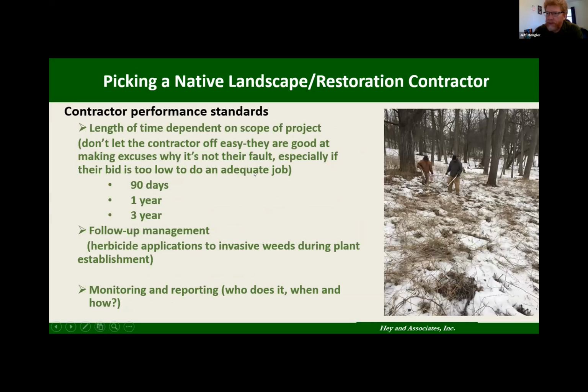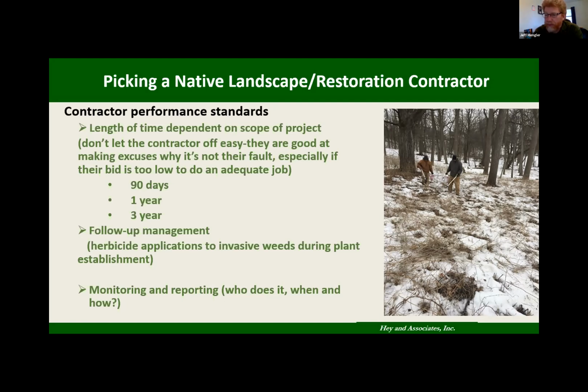And so then that leads to consideration of contractor performance standards. Make sure that you have performance standards, things that clearly spell out the performance that the contractor needs to achieve. The length of time is going to be dependent on the scope of the project. Don't let them off easy. Don't let them off early. Some things may be 90 days, although that's usually just a period of establishment, 1 year, 3 year, the follow-up management. Make sure it's very clear if that's included in the contract or not, how long the contract extends, all of those kinds of things.